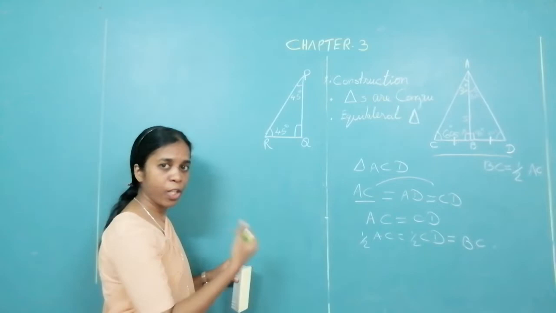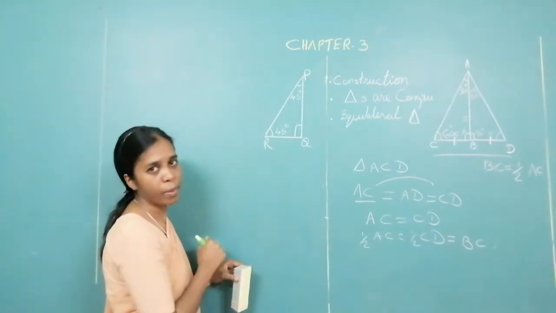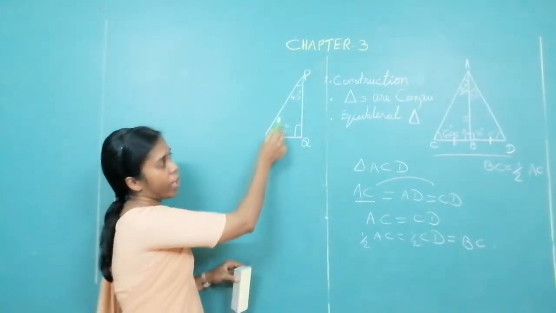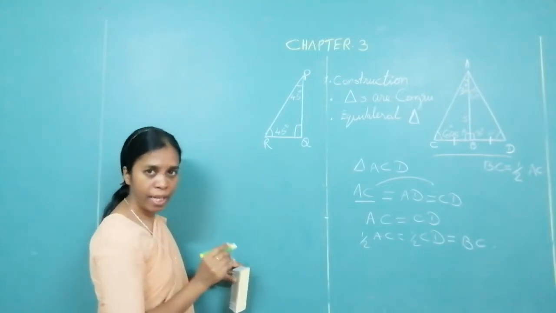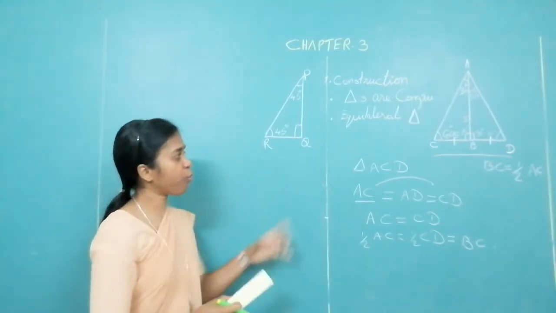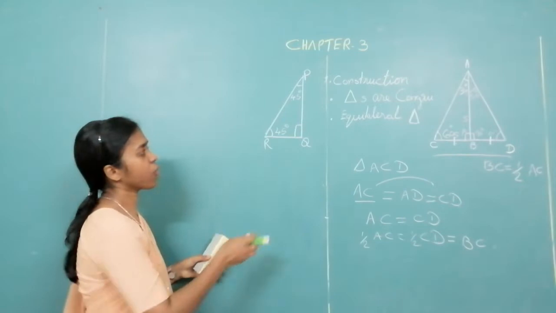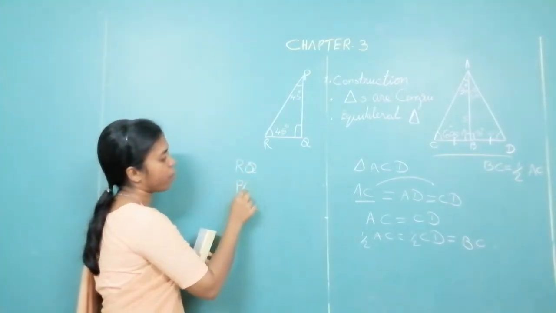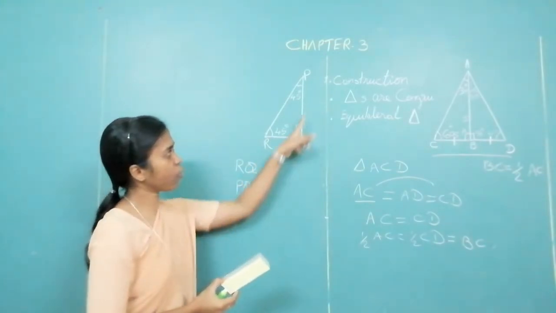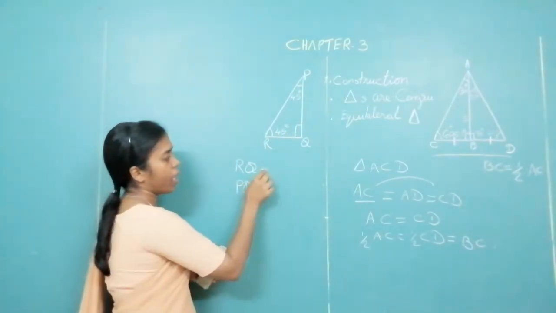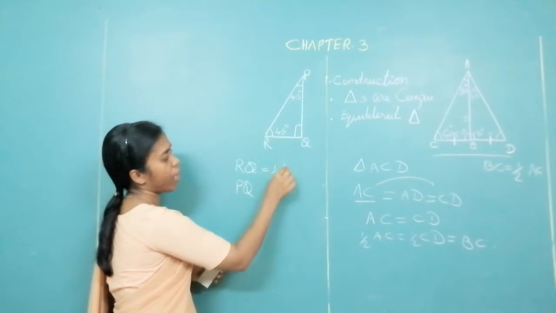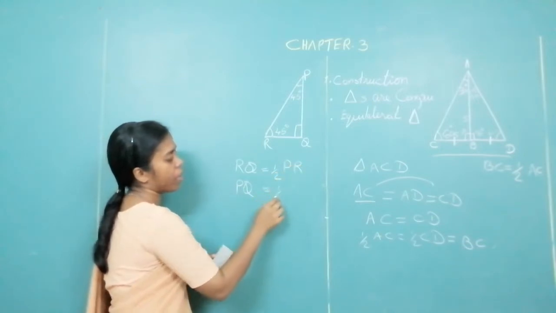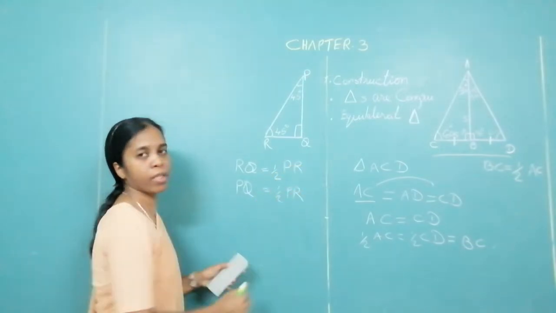Then the side opposite to 30 degrees is half of the hypotenuse. Here the acute angles are 45 degrees. Then the sides forming the right angle, which are the sides forming the right angle over here? They are Q and PQ. These are the sides forming the right angle. They are half of the hypotenuse.